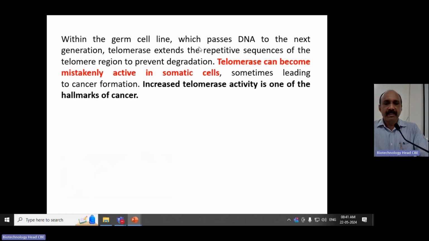So in the germ cell line, which passes the DNA to the next generation, telomerase extends the repetitive sequences of the telomere region to prevent the degradation of the chromosomes. And telomerase can also become mistakenly overly active in somatic cells, adding more of the telomere region and making the cell non-dying, right? Non-dead, sometimes leading to cancer formation. So increased telomerase activity is one of the measurements of cancer formation.